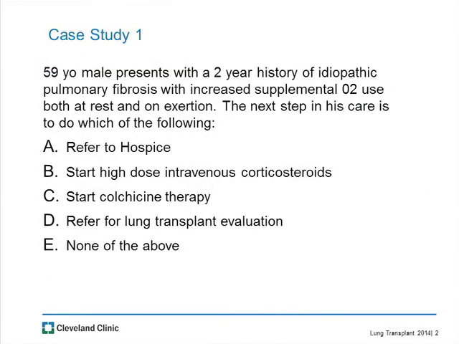The first case is a 59-year-old male who presents with a 2-year history of idiopathic pulmonary fibrosis with increased supplemental oxygen use, both at rest and on exertion. The next step in his care is to do which of the following: A, refer to hospice; B, start high-dose intravenous corticosteroids; C, start colchicine therapy; D, refer for lung transplant evaluation; and E, none of the above.